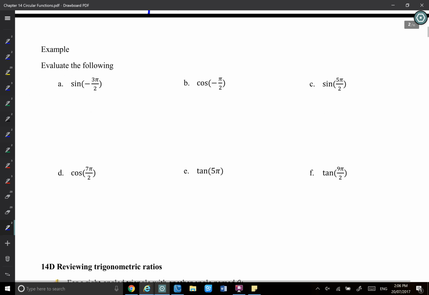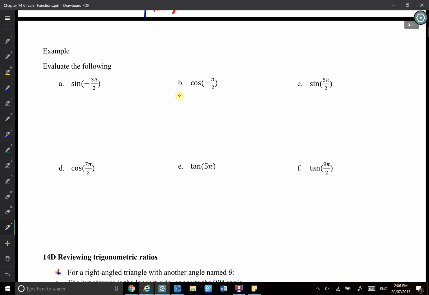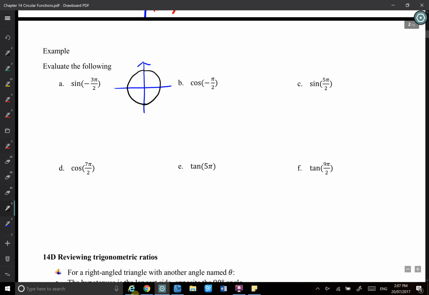Okay, sine -3 pi over 2. 3 pi over 2 is here. Negative 3 pi over 2 is here. You don't really need to sketch a circle, but you can put the circle here, and negative 3 pi over 2 goes the other way, clockwise, and you will meet at this point here. The point of intersection is 0, 1, so that equals 1 because it's the sine value.